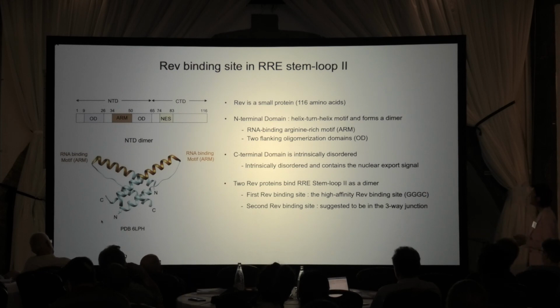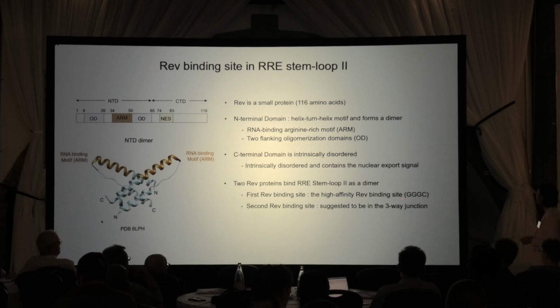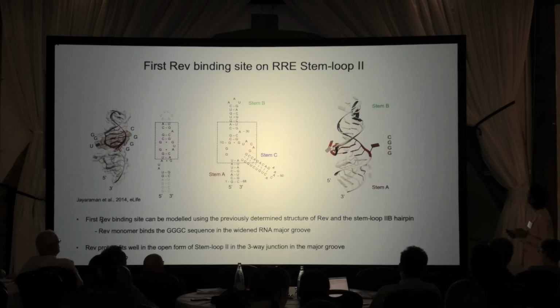Okay, so it has been shown that two Rev proteins bind the RNA stem loop 2 as a dimer. So we can tell where the first Rev binding site is. That is going to be the high-affinity Rev binding site that you usually see in stem 2B, now in the three-way junction. And it was suggested the second Rev binding site, which is not sequence specific, is going to be near the three-way junction. So how does the RNA bind to that?